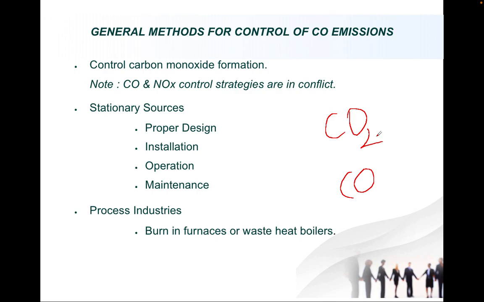Now, what are the sources of carbon monoxide, or what are the stationary sources through which we can reduce the carbon monoxide emission? First, proper designing of the engine, then the installation, operating and maintenance of the engine. We can use different processes like burning furnaces or waste heat boilers, through which we can reduce the carbon monoxide.